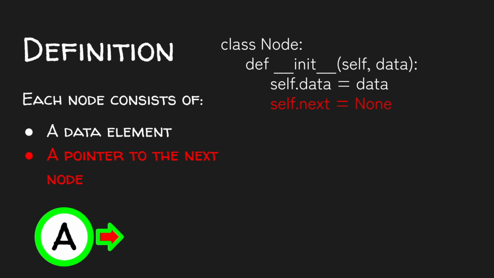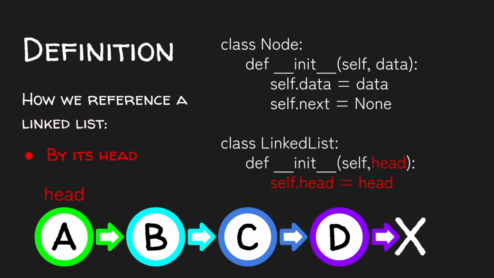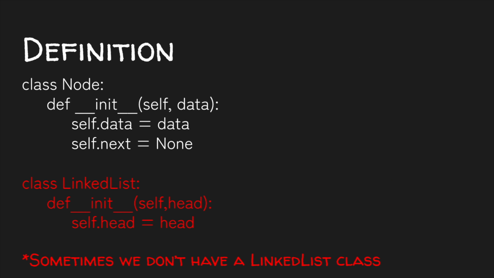Now that we have a node class, let's build a linked list class. We reference a linked list by its head. So let's add a head property to the linked list. Alright, so now we're done building our linked list. An additional note is that some implementations of linked lists do not include an actual linked list class. Rather than tracking the head explicitly as a property of a linked list class, they just pass around the head node directly.